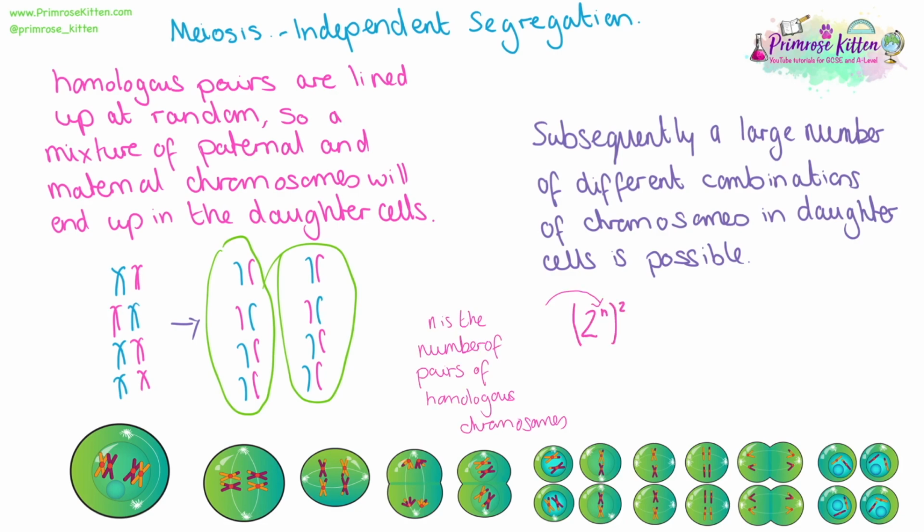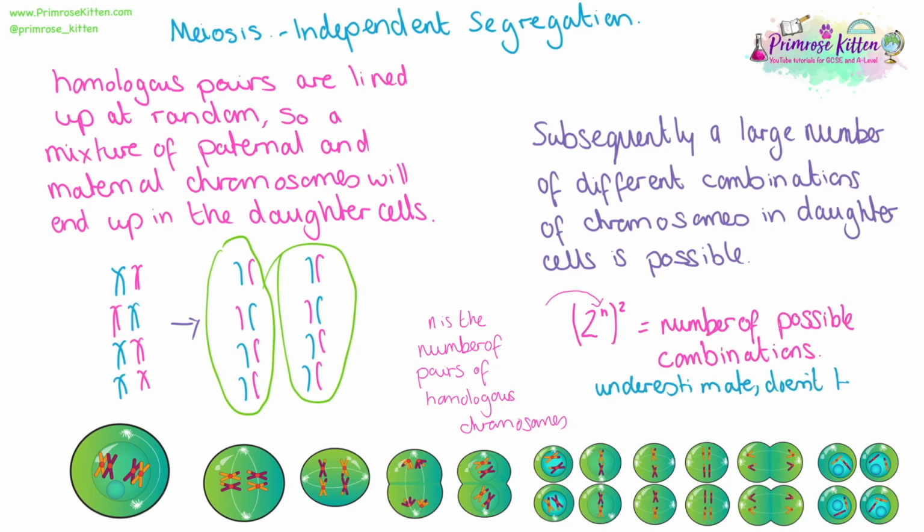We can determine this by using 2 to the power of n, n being the number of pairs of homologous chromosomes. Now, this calculation doesn't truly reflect the genetic variety. It is an underestimate because it doesn't take into account the crossing over that occurs.